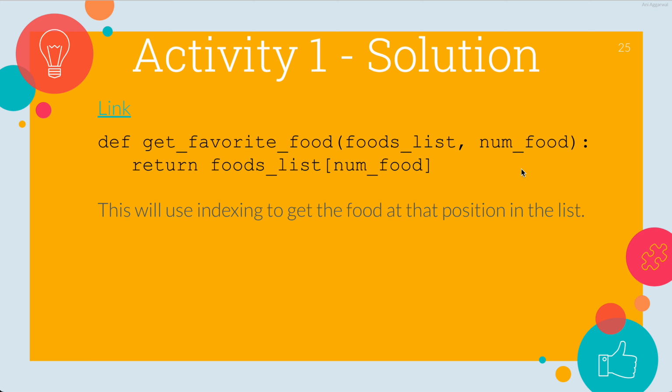Here's the solution to the first activity. We define the function getFavoriteFood using def and having parameters of food list and num food. We returned foods list open bracket num food close bracket. This will use indexing to get the food at that position in the list.